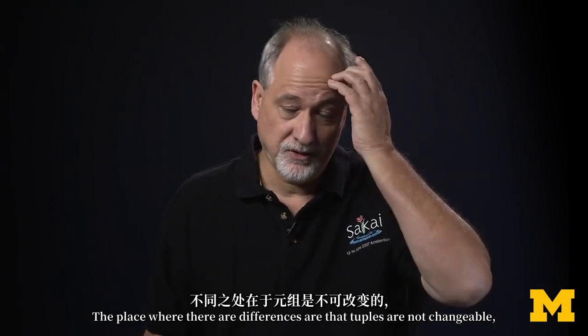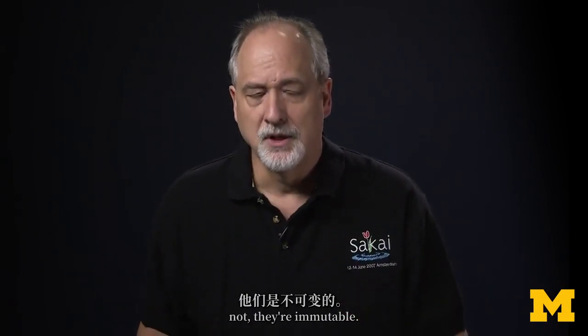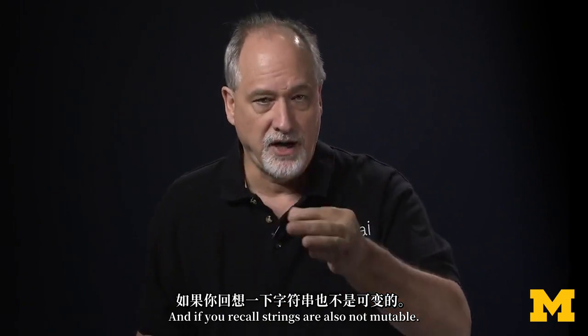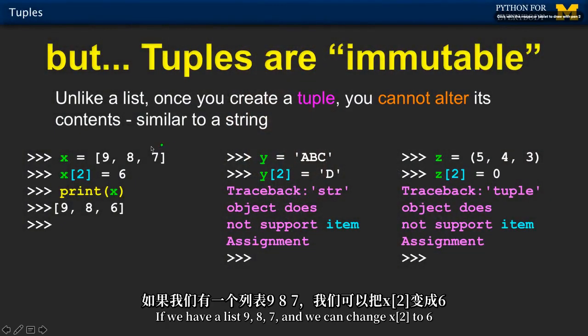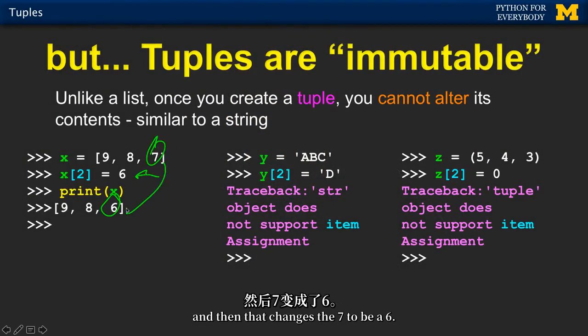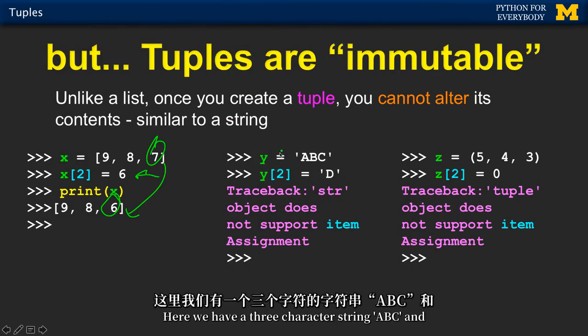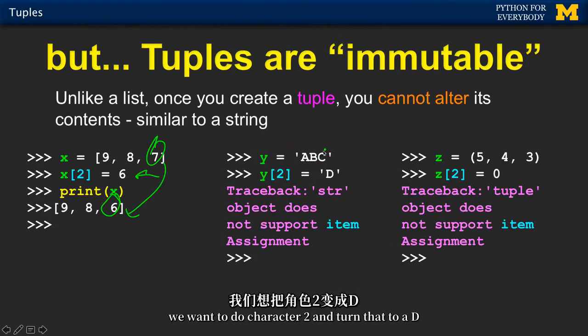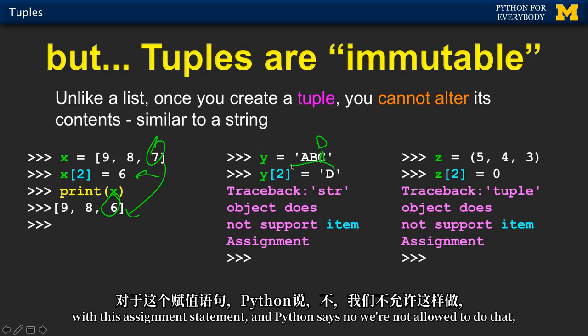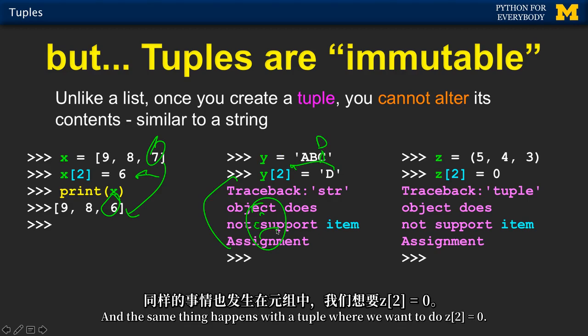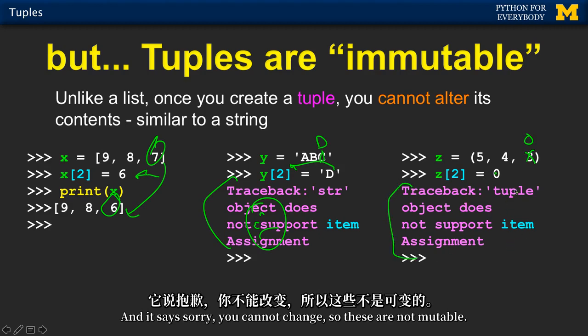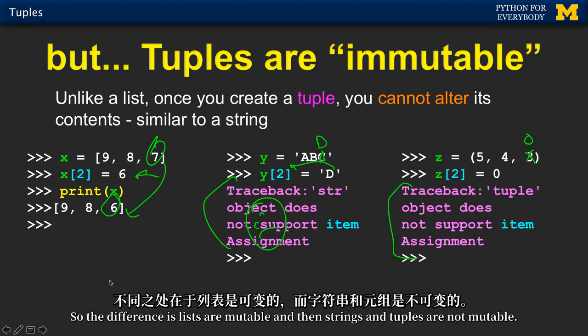The place where there are differences is that tuples are not changeable, they're immutable. And if you recall, strings are also not mutable. So if we have a list, 9, 8, 7, we can change x sub 2 to 6, and that changes the 7 to be a 6. Lists are mutable. Here we have a three-character string, A, B, C, and we want to take character 2 and turn that to a D with this assignment statement, and Python says, no, we're not allowed to do that. That is a traceback. And the same thing happens with a tuple, where we want to do z sub 2 equals 0, and it says, sorry, you cannot change. So these are not mutable. The difference is lists are mutable, and strings and tuples are not mutable.